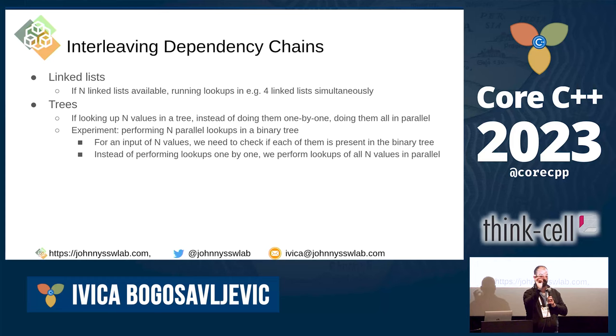We take our value, and we have a current node. If our value is smaller than the value in the current node, we go left. If our value is larger than the current node, we go right. If it's the same, we're already there. So that's the lookup in a binary tree. Now, how do we do it in parallel?